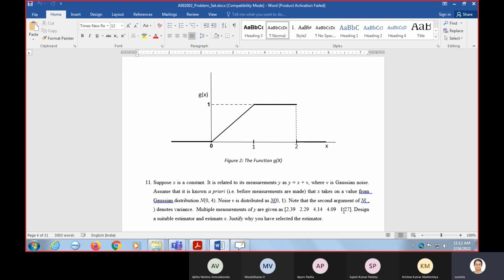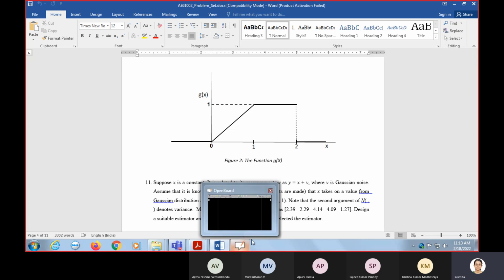Justify why you have selected the estimator. Now, these types of questions are asked in exams. There you have to do this for a particular estimator, and you also need to justify why you have chosen that estimator over others. Here we are going to do this for all the estimators that we derive. The first one derived is the MMSE estimator.